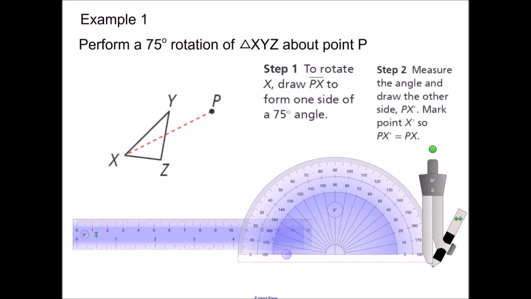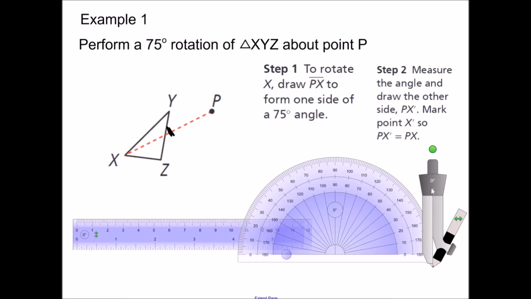All right, so next, once we draw that, step 2, we want to measure the angle and draw the other side, PX prime. Mark point X prime so that PX prime is equal to PX. So basically, whatever this distance is has to be the same distance on the other side. We'll show you how to do that. So we want to rotate this 75 degrees.